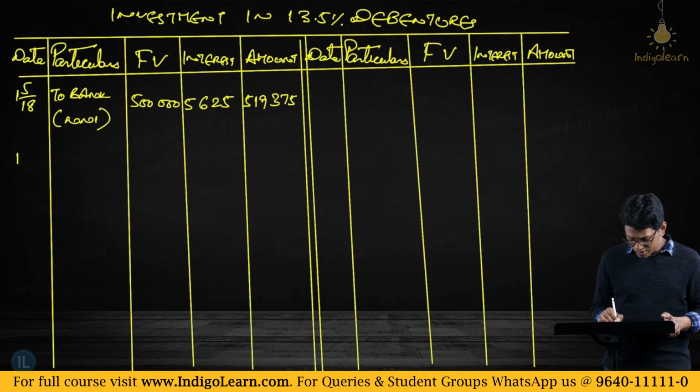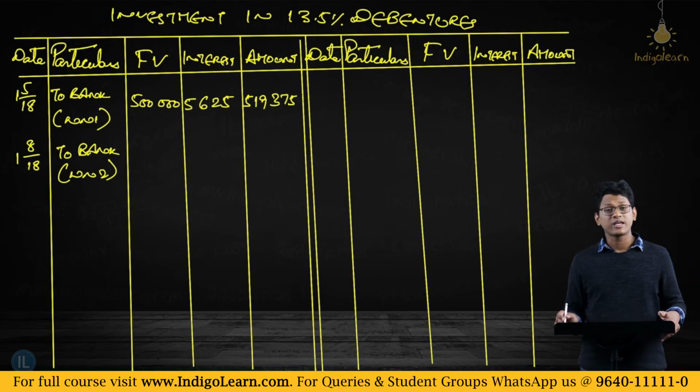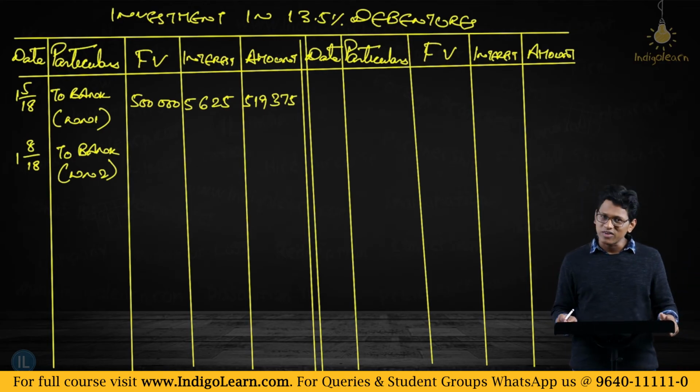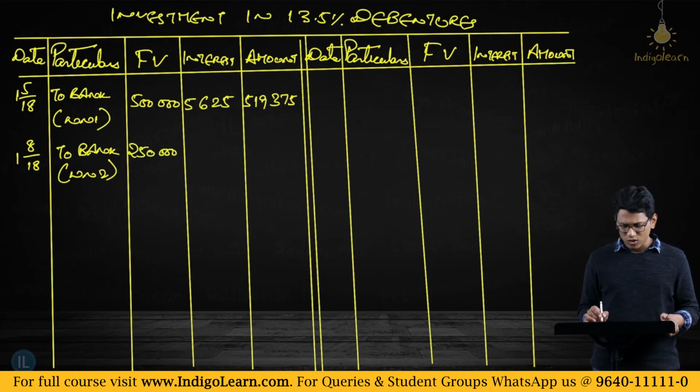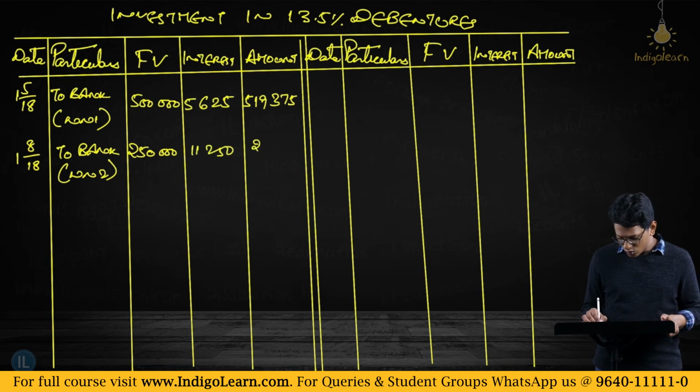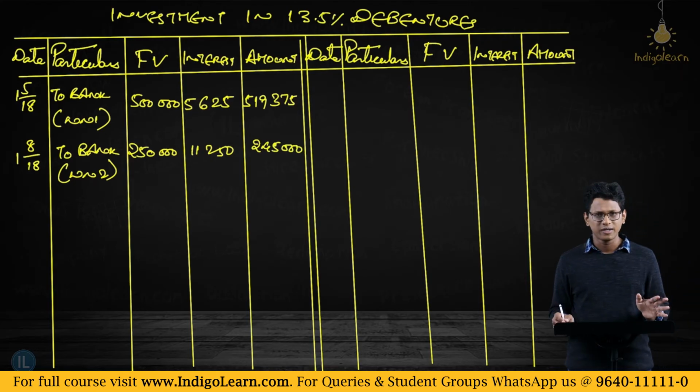Then on 1st August, again to bank, working note 2. This time we purchased 2,500 debentures. So this will be 2,50,000. Interest on this we calculated at 11,250 and 2,45,000 is the amount. Clear?